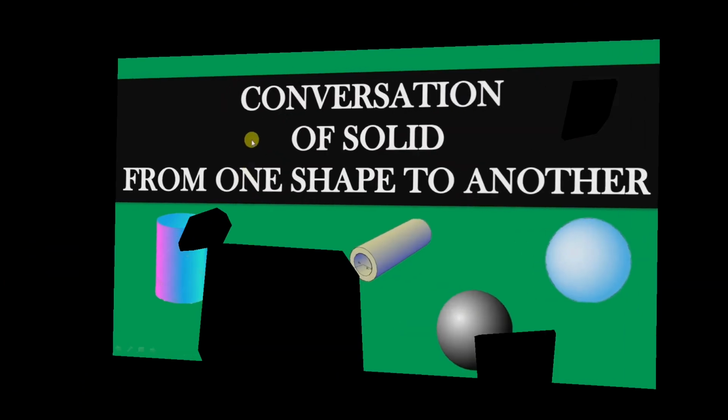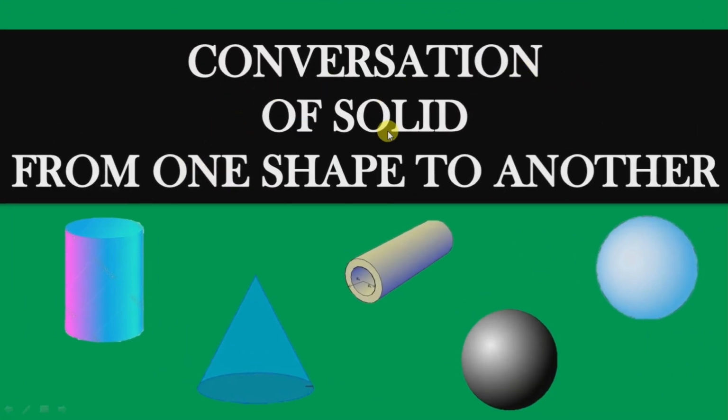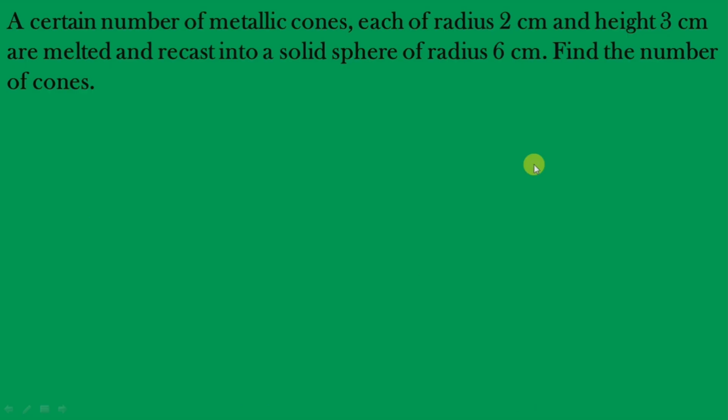Hello everyone. Today my topic is conversion of a solid from one shape to another. Let's take an example. A certain number of metallic cones, each of radius 2 cm and height 3 cm, are melted and recast into a solid sphere of radius 6 cm. Find the number of cones.